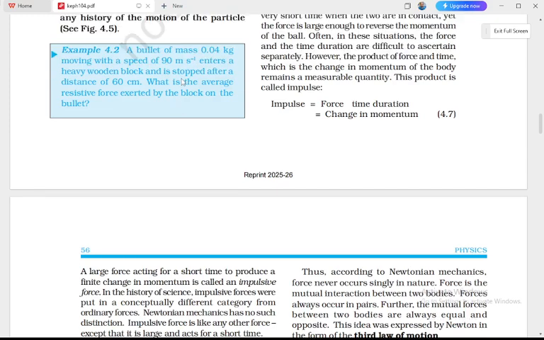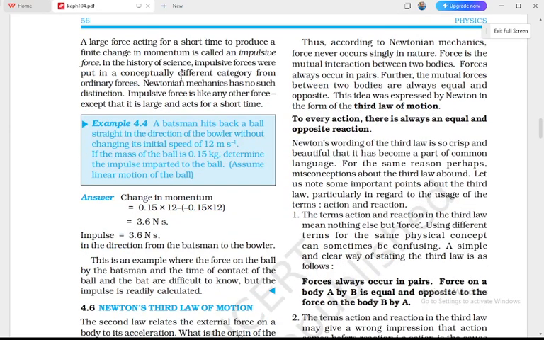Thus, according to Newtonian mechanics, force never occurs singly in nature. Force is the mutual interaction between two bodies. Forces always occur in pairs. Further, the mutual forces between two bodies are always equal and opposite. This idea was expressed by Newton in the form of the third law of motion.